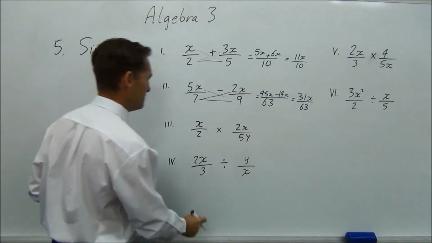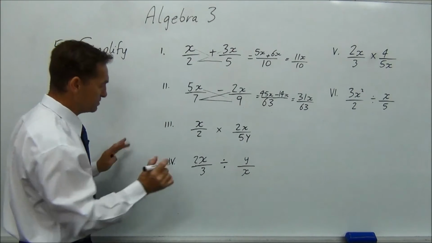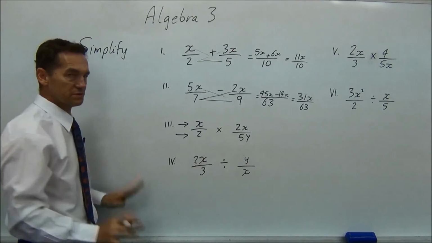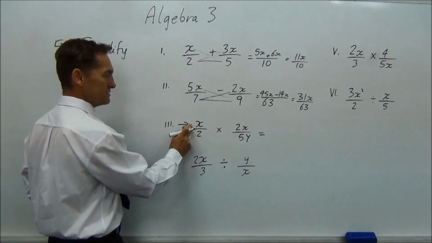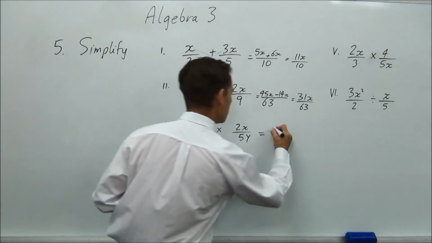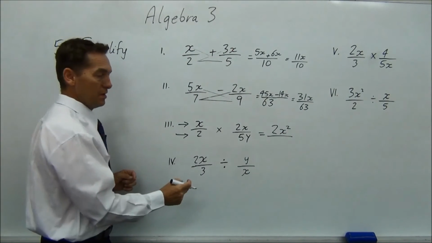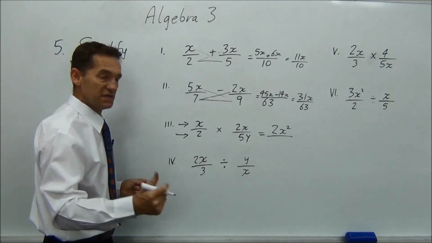You're done. Next one. When you multiply fractions, what do you do? You multiply straight across. So let's just go straight across, and that's it. x multiplied by 2x is 2x squared. 2 multiplied by 5y is 10y.